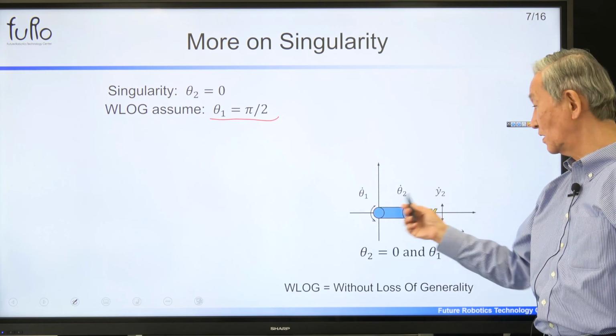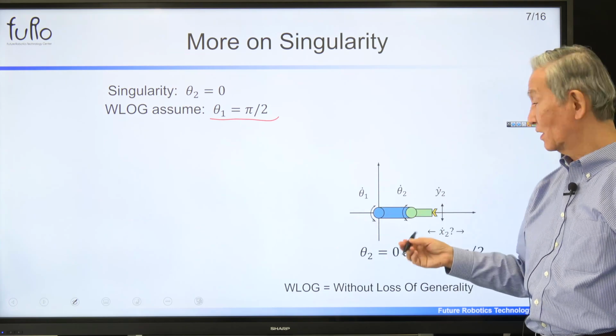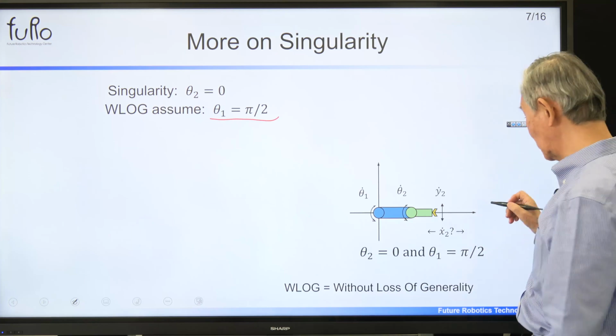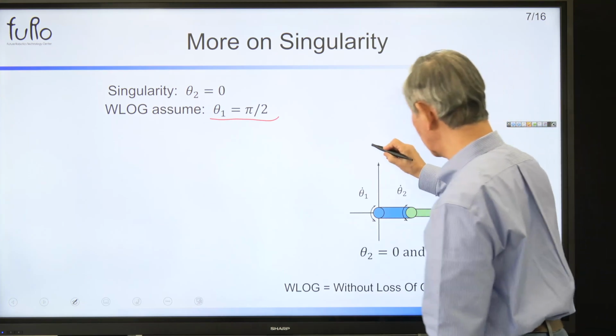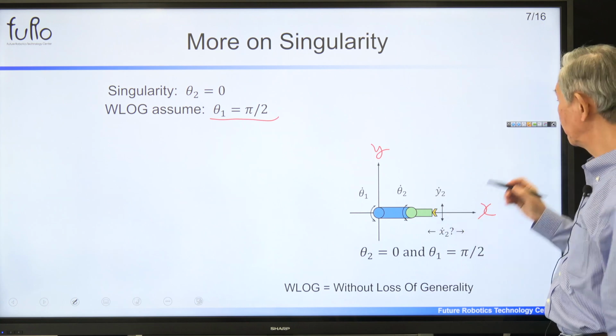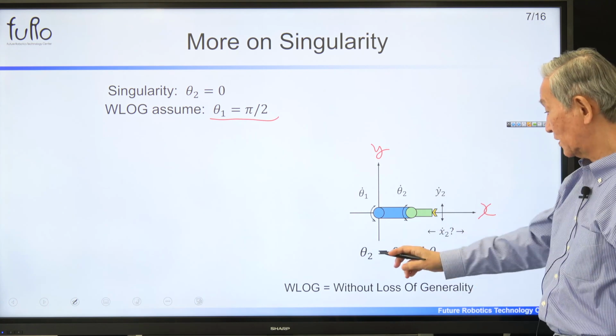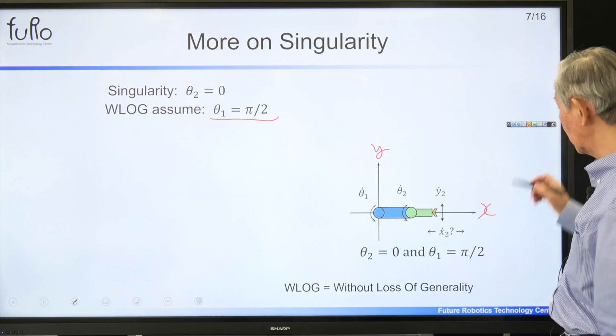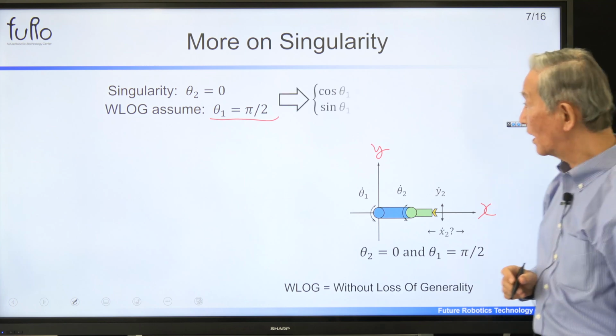That means that the entire link is on the x-axis. This is the x-axis, this is the y-axis. Okay, so this is what's going on. So what's going to happen? Theta 2 is equal to 0 and theta 1 is equal to pi over 2.